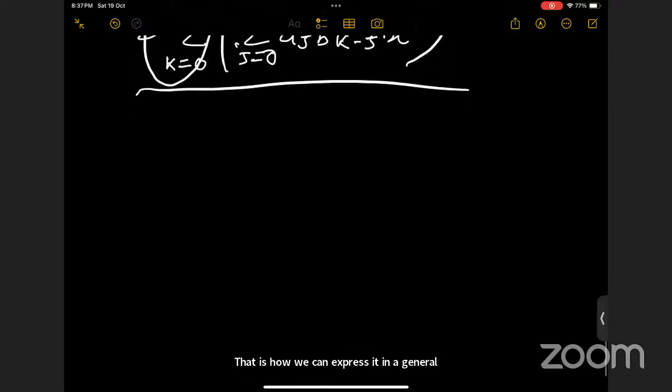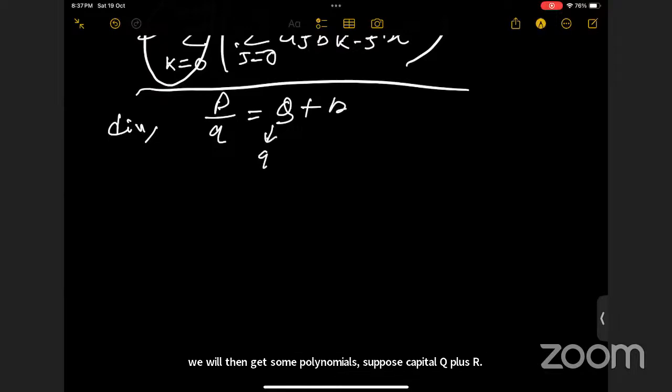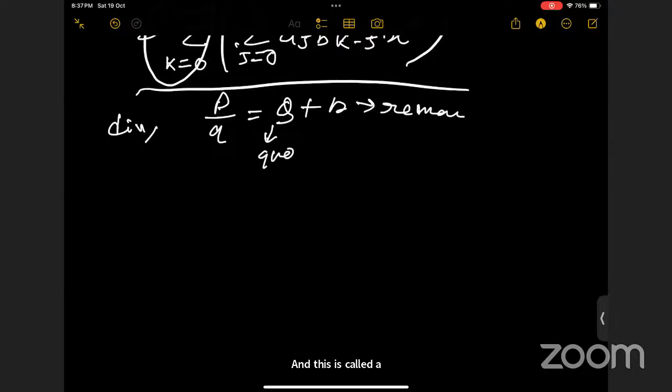Something short. Okay, then division. If we do the division, we will get some polynomial, suppose Q plus R. Here this is called the quotient, and this is called the remainder, right? If the remainder is 0, then we say that P is divisible by Q. And if there is something non-zero, then we say that P is not divisible by Q, right?